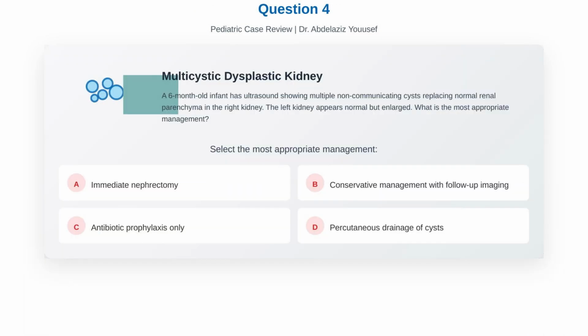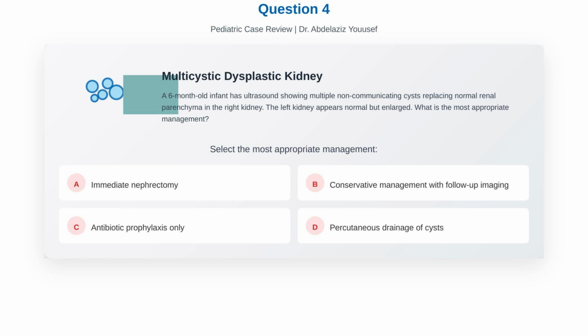A 6-month-old infant has ultrasound showing multiple non-communicating cysts replacing normal renal parenchyma in the right kidney. The left kidney appears normal but enlarged. What is the most appropriate management? Option A, immediate nephrectomy. Option B, conservative management with follow-up imaging. Option C, antibiotic prophylaxis only. Option D, percutaneous drainage of cysts.